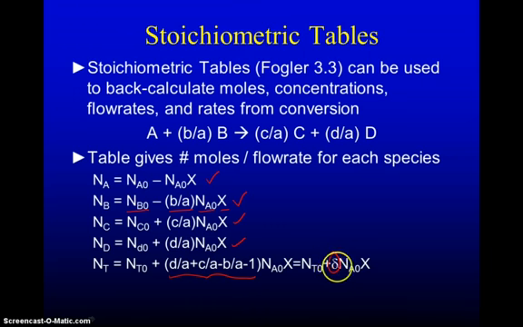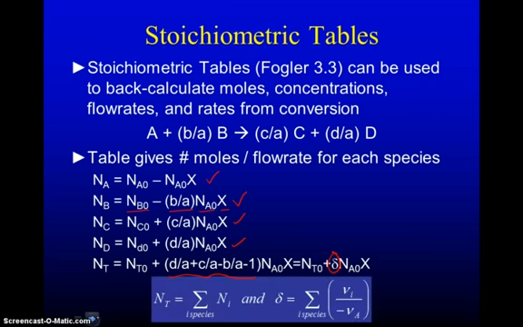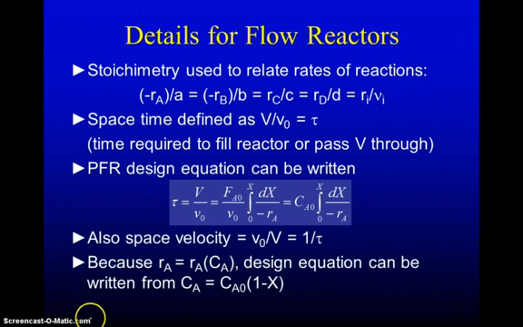This lowercase delta tells us the net change in the number of moles relative to the stoichiometric coefficient for A. So the total number of moles is the sum over all species of the number of moles of each species, and delta is the sum over all species of the stoichiometric coefficient for that species over the opposite of the stoichiometric coefficient for A.